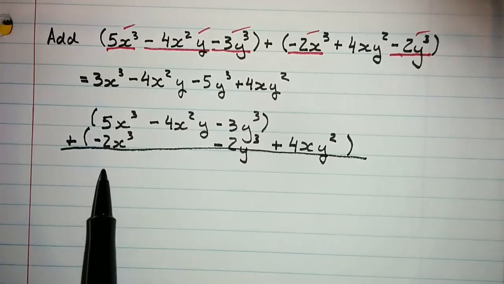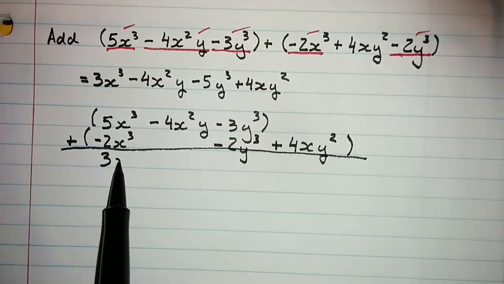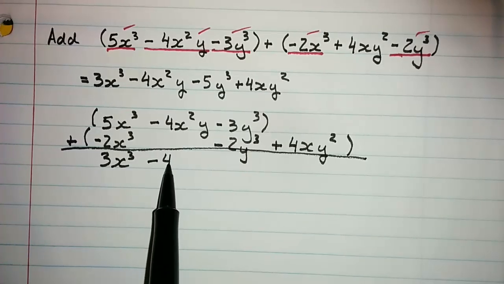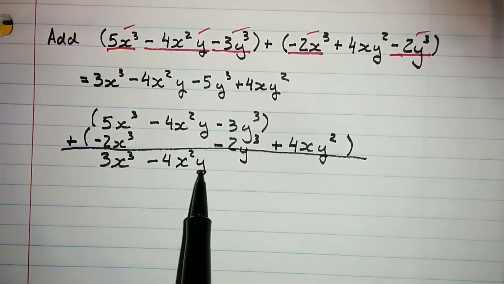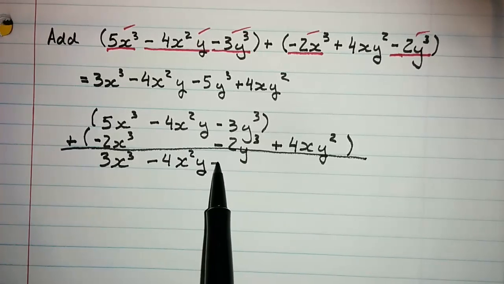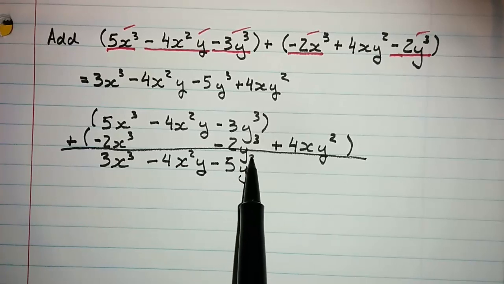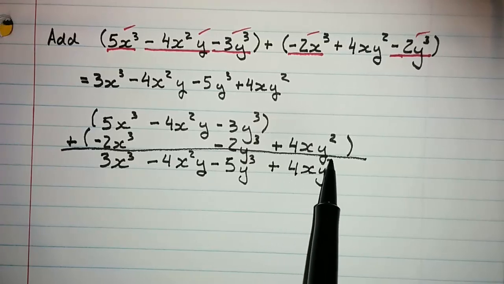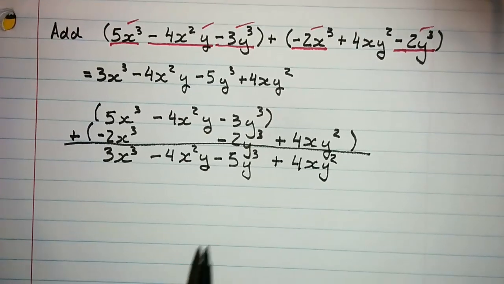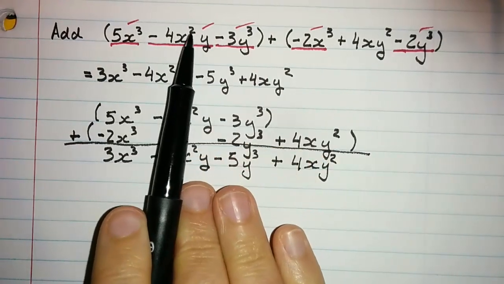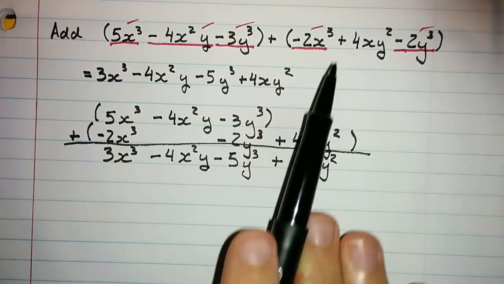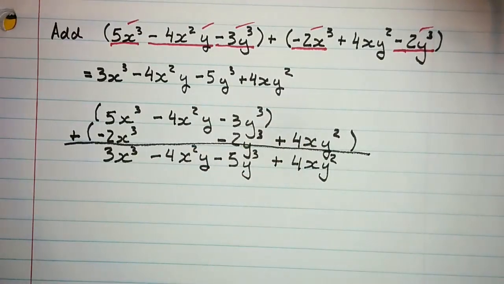And I can just add them. 5 plus negative 2 is 3x cubed. Negative 4 plus nothing is negative 4x squared y. Negative 3 plus negative 2 is negative 5y cubed, plus 4xy squared. Now, I find this way of keeping track simpler than this way, but if you find this way convenient, go for it. I'm going to show you this way in the videos. And now I'm going to give you one to try.